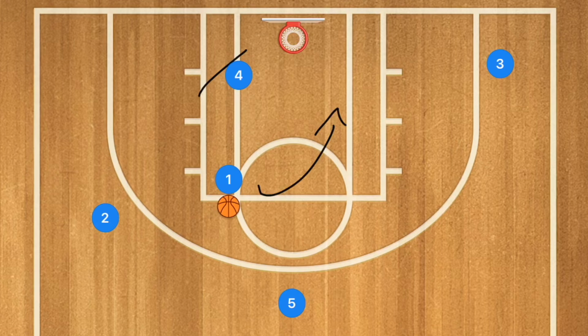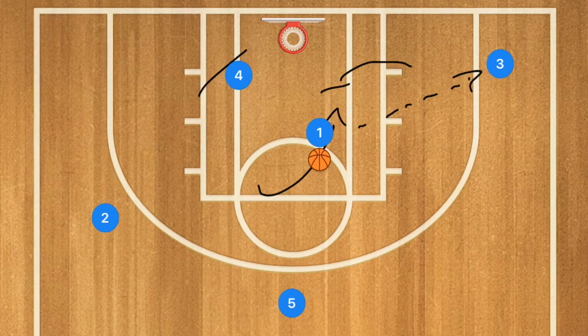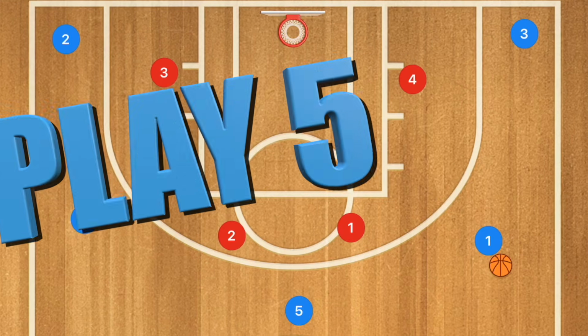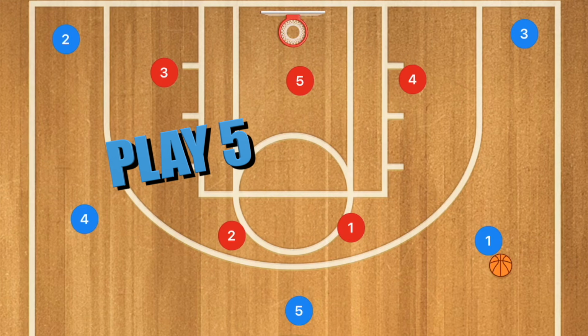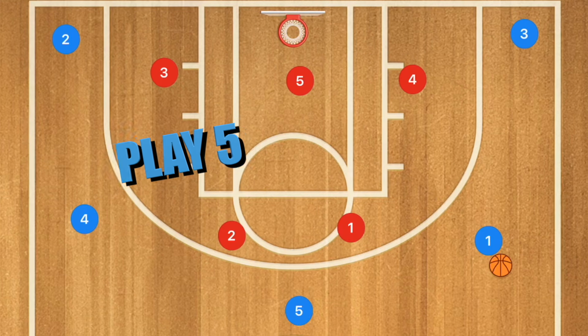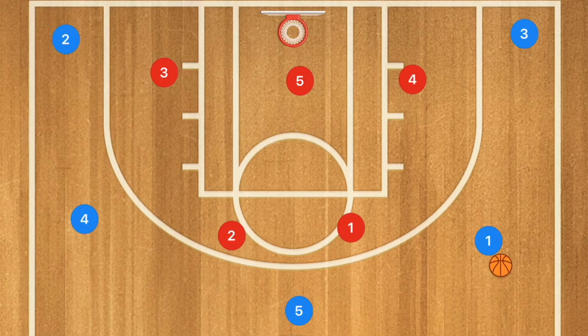Player 1 could drive and attack that side of the basket, and if there's a help side defender, player 1 could kick the ball out to player 3. He could score himself, or he could pass to player 4 for a layup. This play I like to call zone or zone high. There's a few different names that you can call this, but I like to call it zone high because we really focus on the high post.